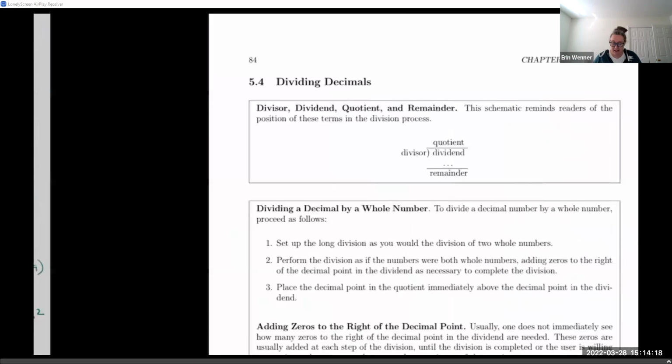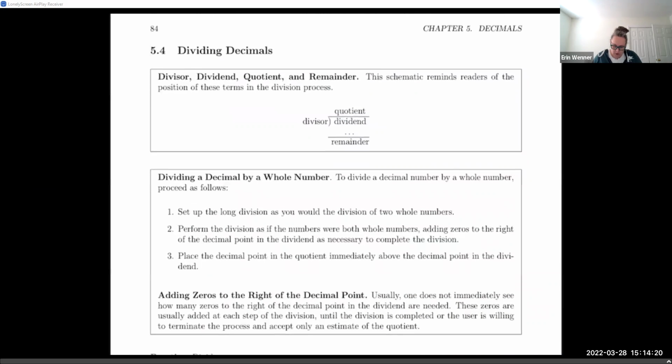So now we're going to talk about dividing decimals. So when we're dividing, we've got the dividend, which is the number underneath your division symbol, the divisor, which is the number outside, and the quotient.